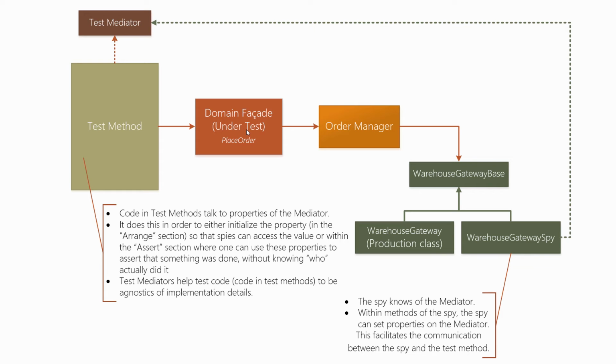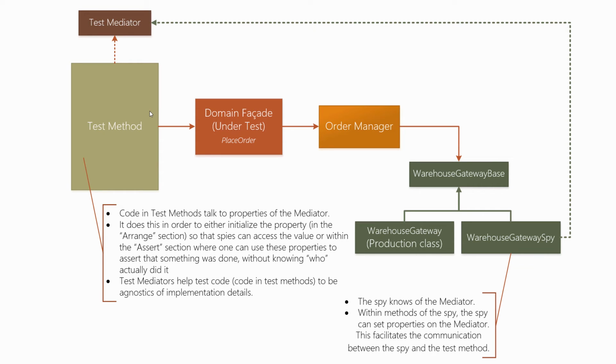So the same thing's going to happen. We're going to have a warehouse gateway spy. We're going to hook into the method here. We're going to use the test mediator, and the test mediator would have been arranged this time with an exception, and then on the test method side, we can assert that the exception was thrown. That's really what the sequence of steps is. And of course, we have to swap out the real gateway class for the spy.